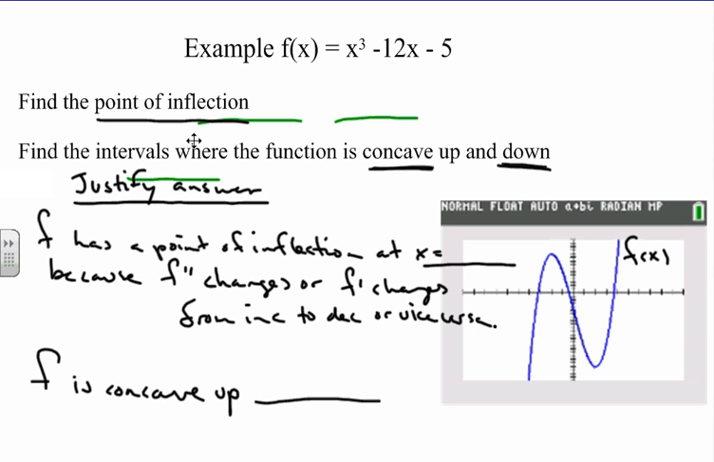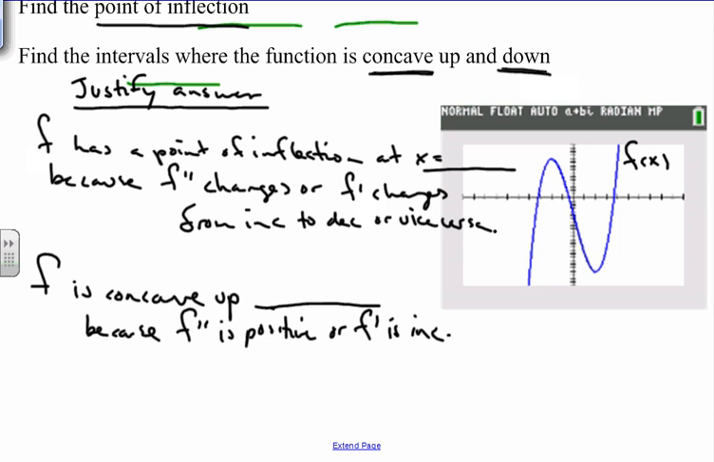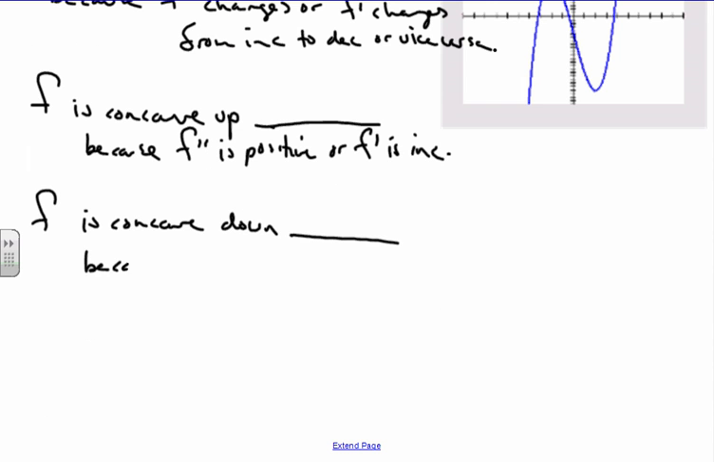That's going to be when f double prime is positive. Or, as we know, if f double prime is positive, that means f prime is increasing. In a similar way, f is concave down when f double prime is negative, or when f prime is decreasing.